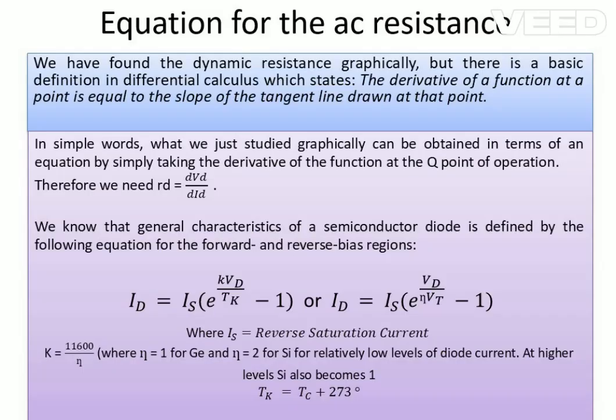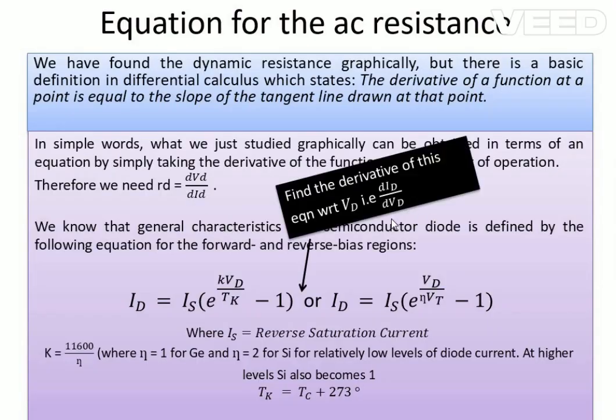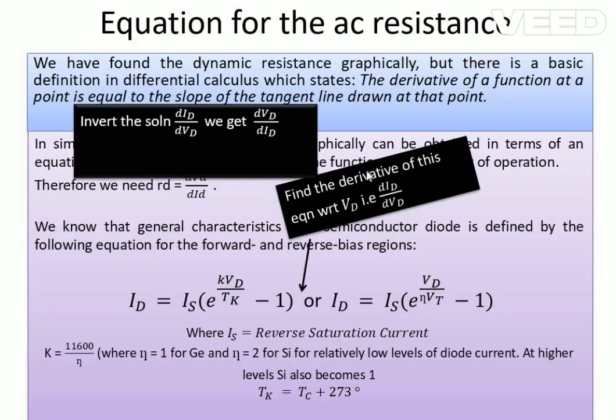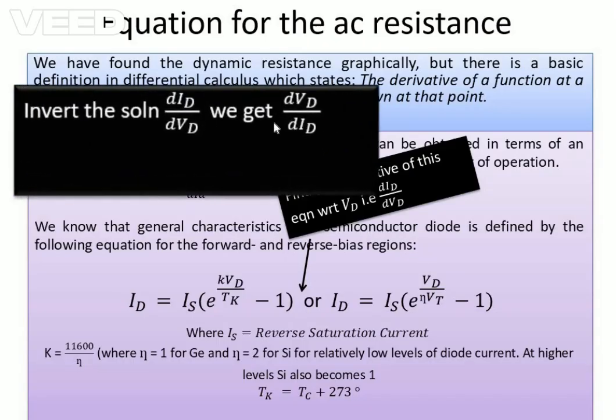We studied in the last lecture the graphical representation of delta VD over delta ID. We will mathematically calculate everything here, and the standard formula will be obtained by taking the derivative of VD over ID. So how can we calculate this VD over ID? We will first calculate delta ID upon delta VD and then we will take the reciprocal of the answer and we can obtain the equation using this concept.